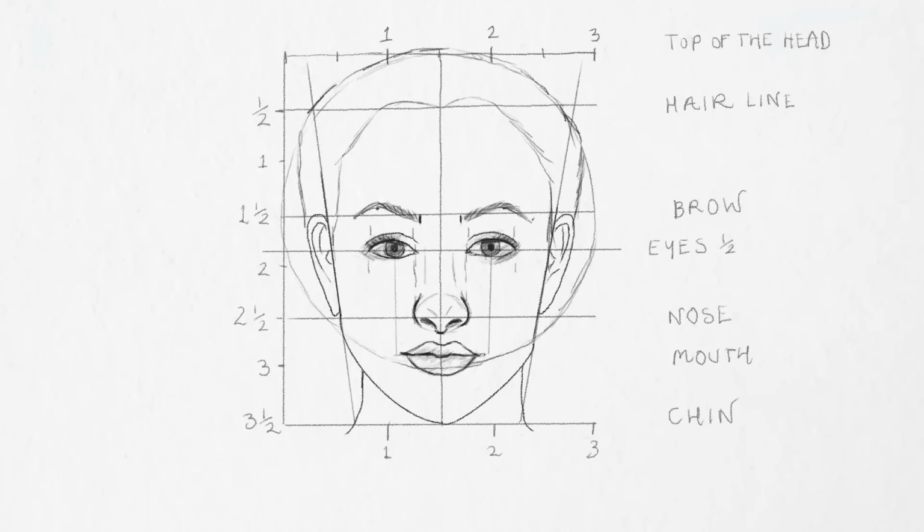It's a great way to construct the head, but a quicker method for drawing a portrait, which uses the same proportional relationships as guides to construct a head, is the Loomis method. I have some video tutorials on the Loomis method, which I'll link to in the description, so check those out if you're interested.